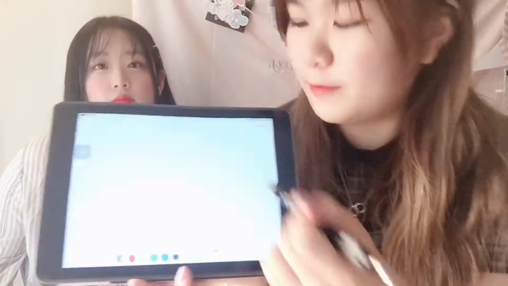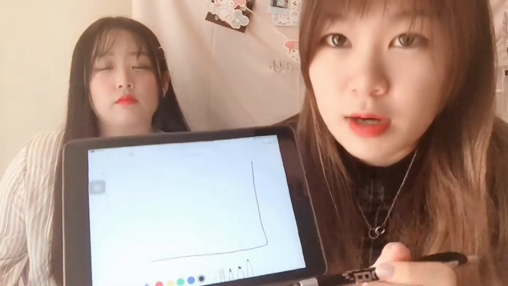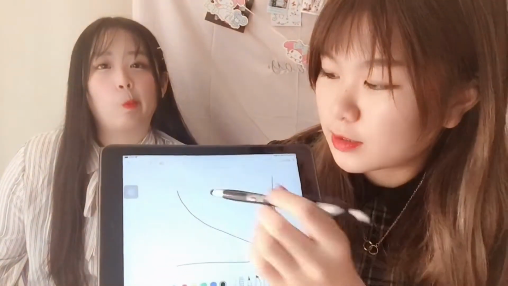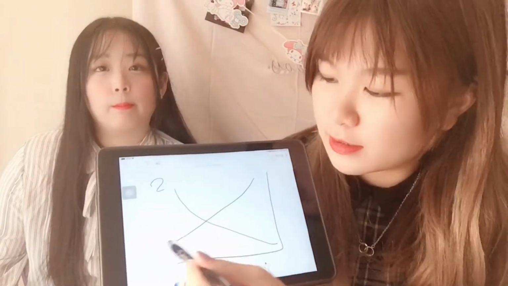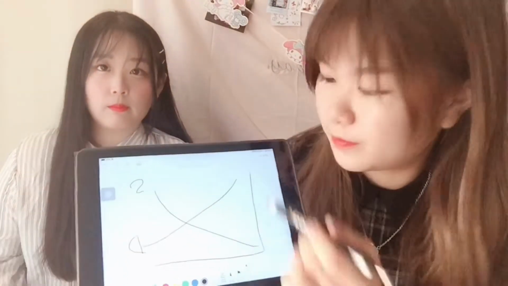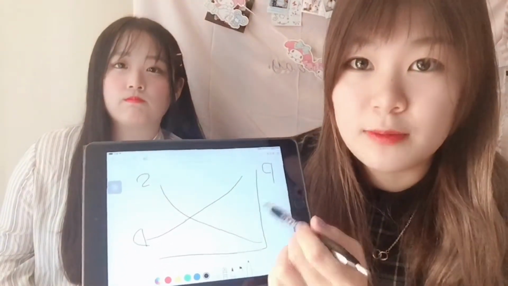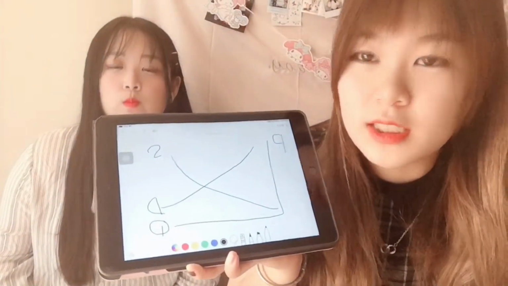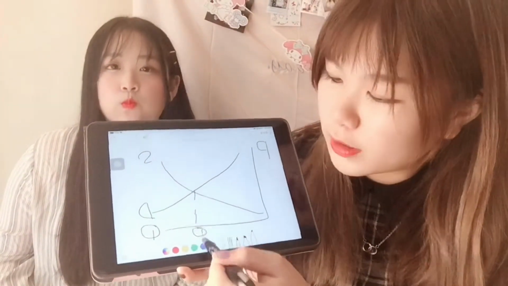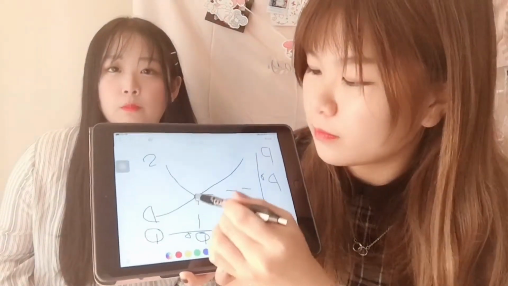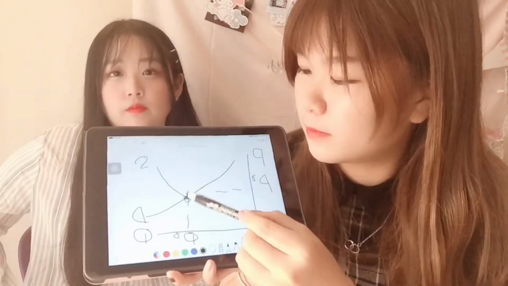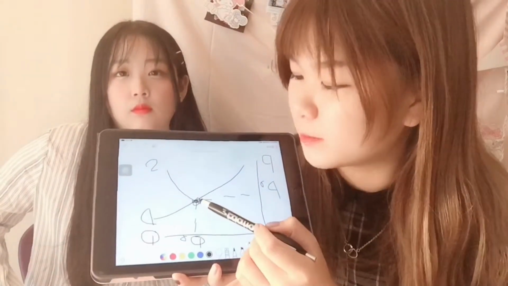Okay, I'm going to talk about the graph of the supply and demand curve. I'm going to draw a graph. Here is a graph, and this line is called the supply curve. This line is called the demand curve, and here is the price level. Here is quantity. The point where they meet is called the equilibrium.